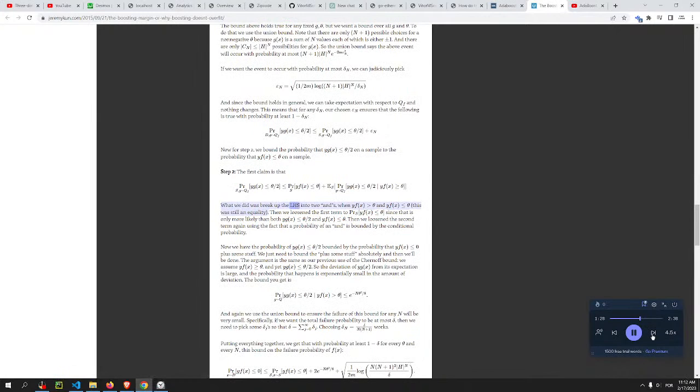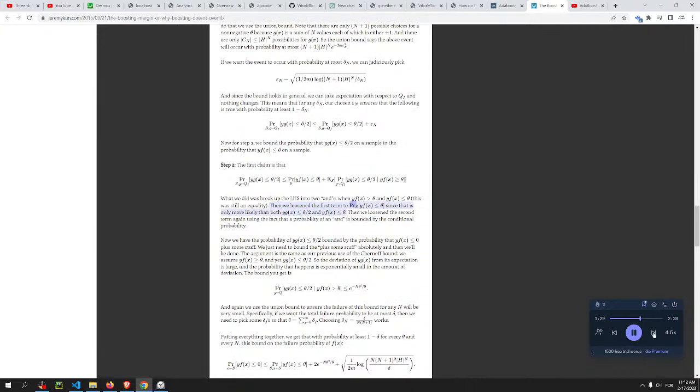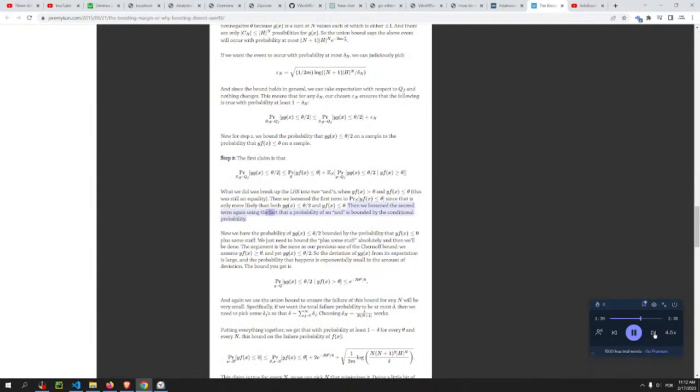What we did was break up the LHS into two terms: the probability that yf(x) is less than or equal to theta, and the probability that yg(x) is less than or equal to theta/2. Then we loosen the first term to the probability that yf(x) is less than or equal to theta. Then we loosen the second term again using the fact that a probability of an event is bounded.